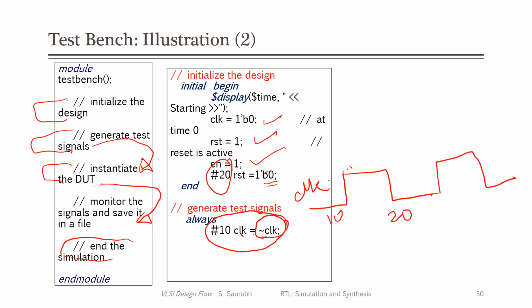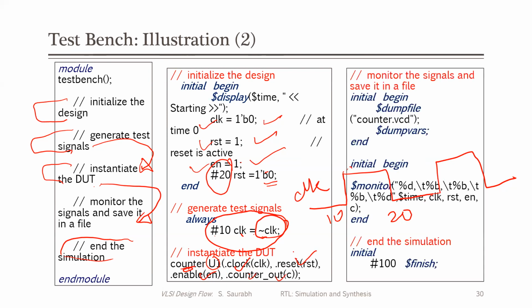And then after this you instantiate the design. So you instantiate the counter, right? You put the name of the module, the instance name, and you connect the signals that you have created in your test bench to the ports of the design, right? You are making connections here.